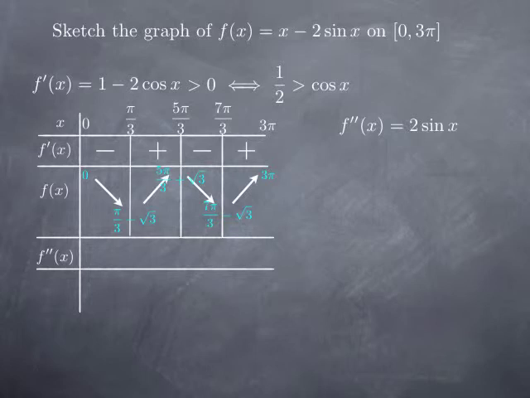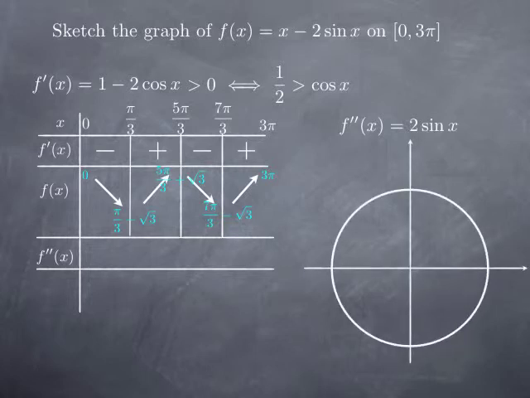Again, we can take a look at the trig circle. If x is an angle from 0 all the way to pi, the sine, which is the projection on the y-axis corresponding to the angle, is positive, and therefore the second derivative is positive from 0 to pi. From pi to 2 pi, we describe the lower half circle where the sine is negative, so we get a negative second derivative.